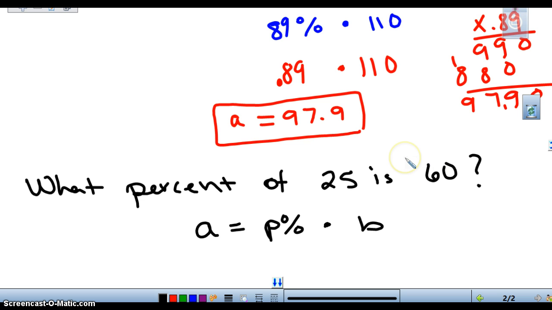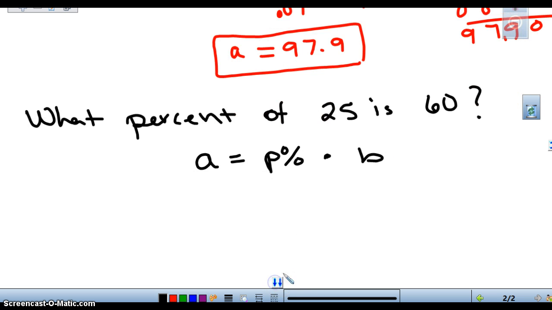So what would be the percent here? Look at the question mark. We don't know what the percent is. So what are we looking for? We're looking for the percent. Now we need to figure out which one is B and which one is A. What percent of 25 is 60?